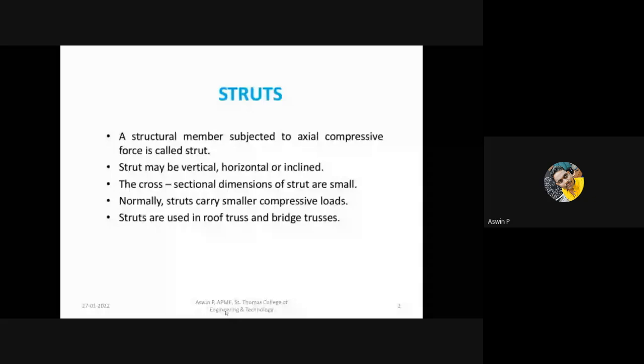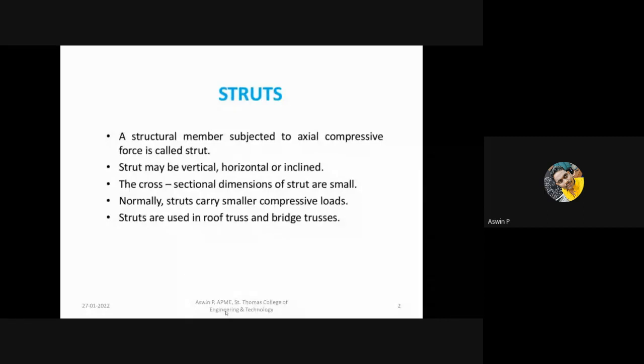It's an important term. The cross-sectional dimension of a strut is very small because it is a long member, so considering length to area, the cross-section will be very small. In the case of a strut, the cross-sectional area is low compared with the length of the member. Normally, a strut can carry only small compressive loads. We cannot use a strut for supporting heavy compressive load. It is used only for supporting small compressive loads.